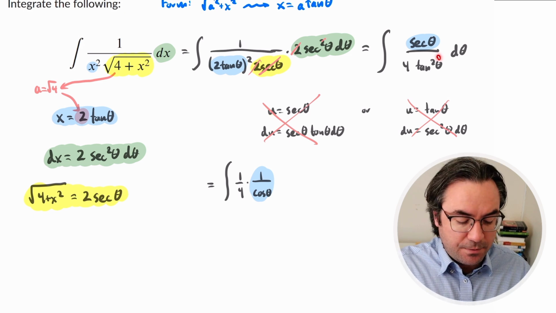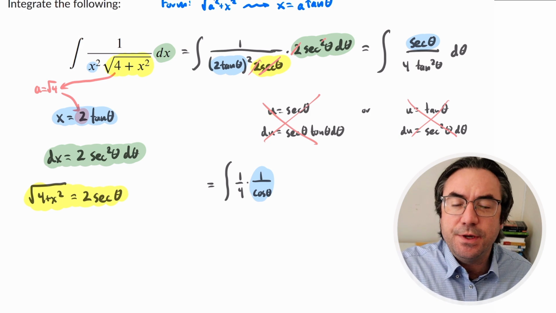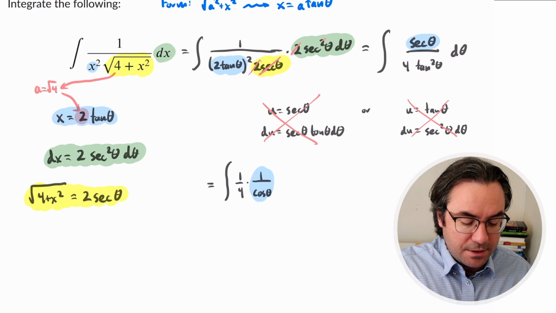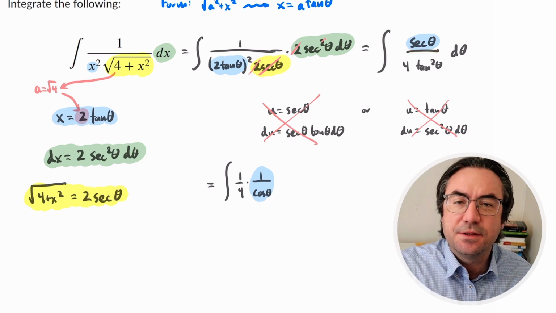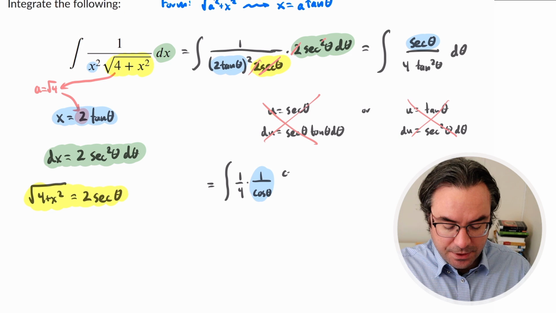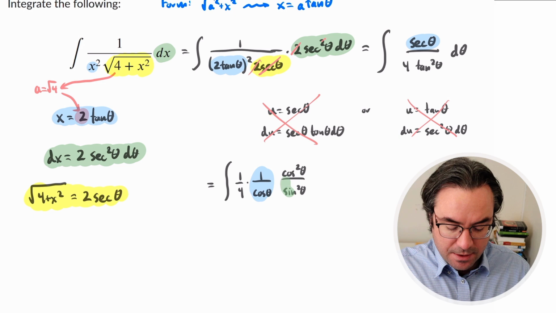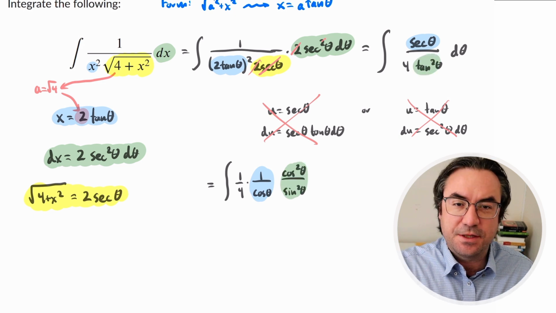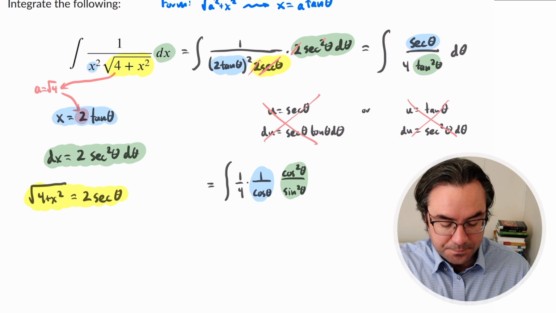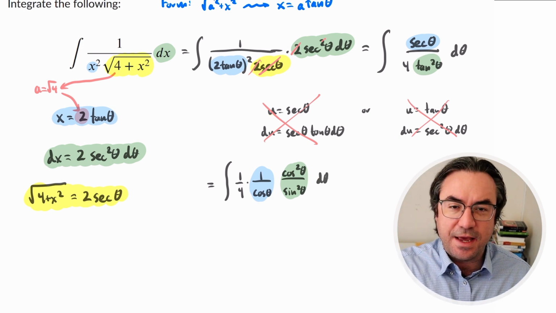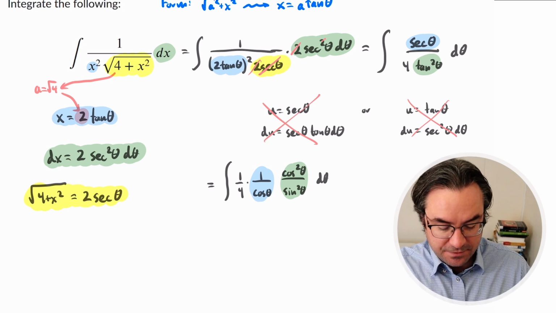And then let's rewrite the tangent squared here. So we know tangent is sine over cosine. Since we're dividing by tangent, this is just the reciprocal. So this will be cosine squared over sine squared. So normally tangent is sine over cosine, but because we're dividing by the tangent, it's the reciprocal. And then we've got our d theta at the end. So this first one was our secant term, and this was our 1 over tangent squared term.